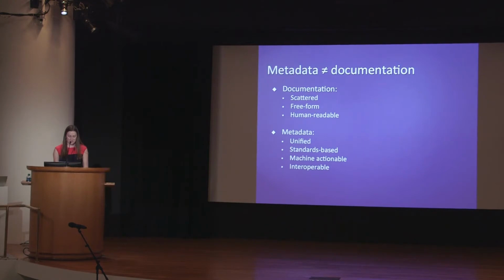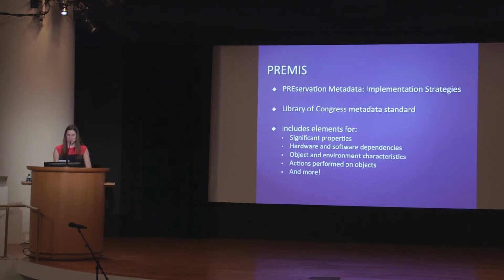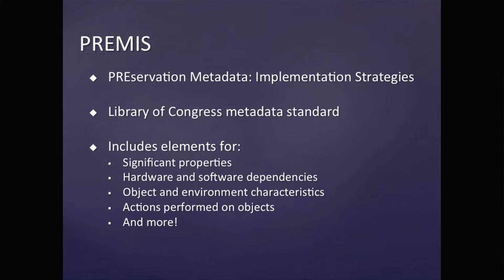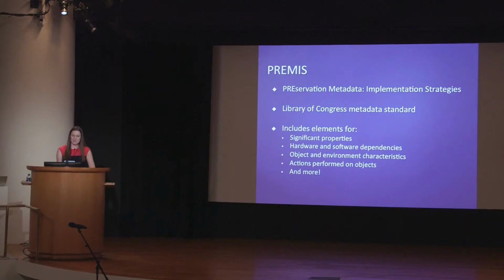And oh joy, there is already a solution out there for this. Preservation Metadata Implementation Strategies, or PREMIS for short, is a preservation metadata standard developed by the Library of Congress for documenting preservation information specifically about digital objects. It has elements for exactly the kind of things we've been talking about, including significant properties, hardware and software dependencies, object and environment characteristics, and the ability to log detailed actions performed on these objects.